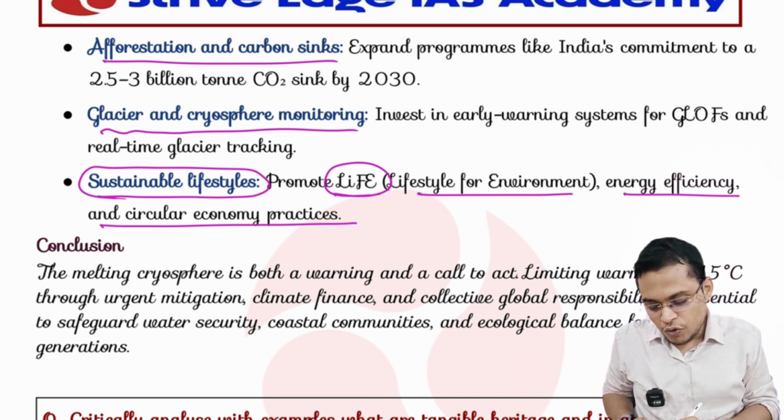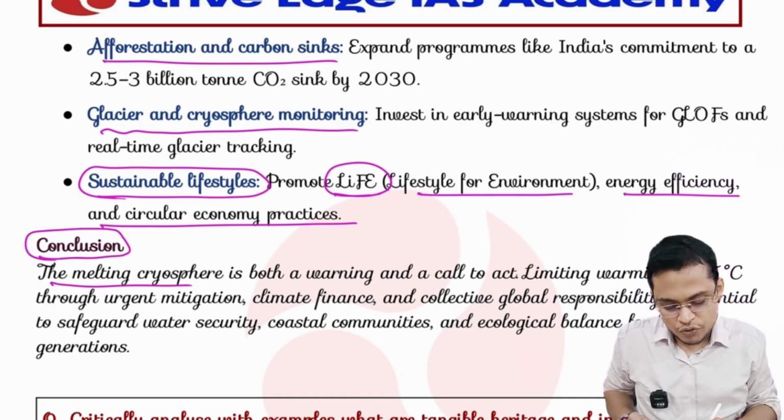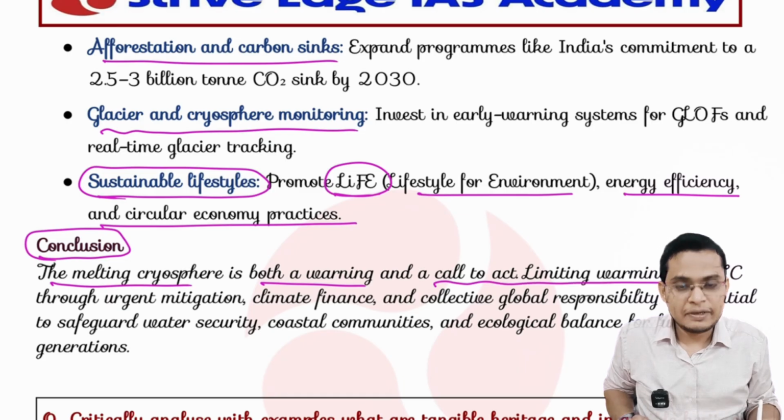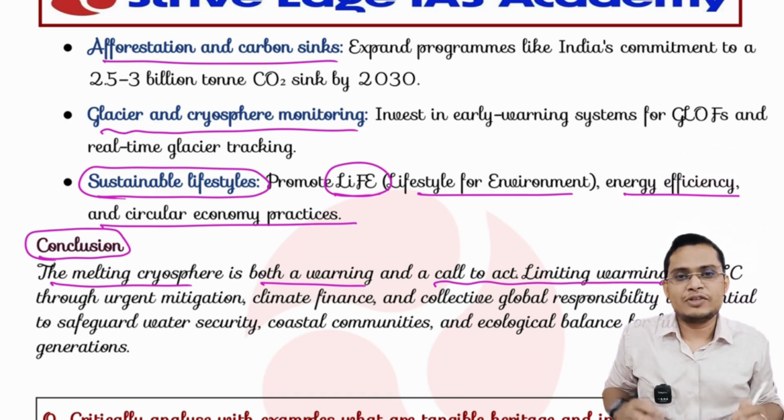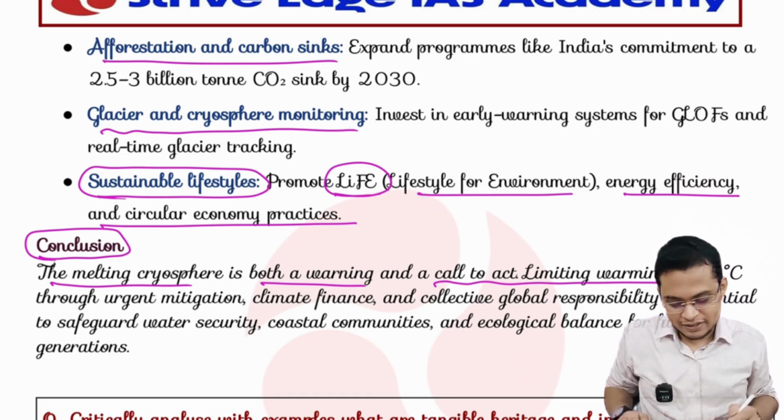Okay, so then at the end you have to conclude: the melting of the cryosphere is both a warning as well as a call to act, limiting global temperature rise to 1.5 degrees. So this is the problem. We have to act fast, otherwise it will be too late to act. So that is what it is talking about.